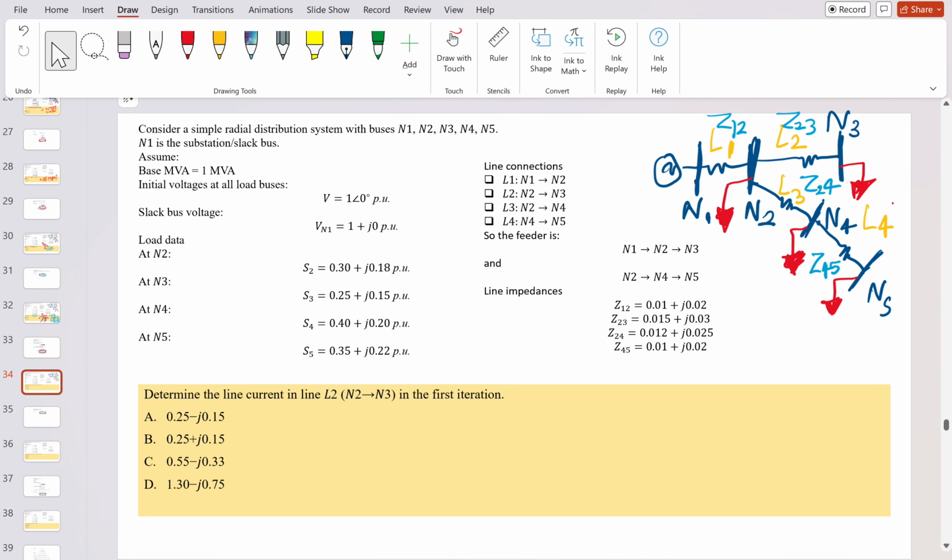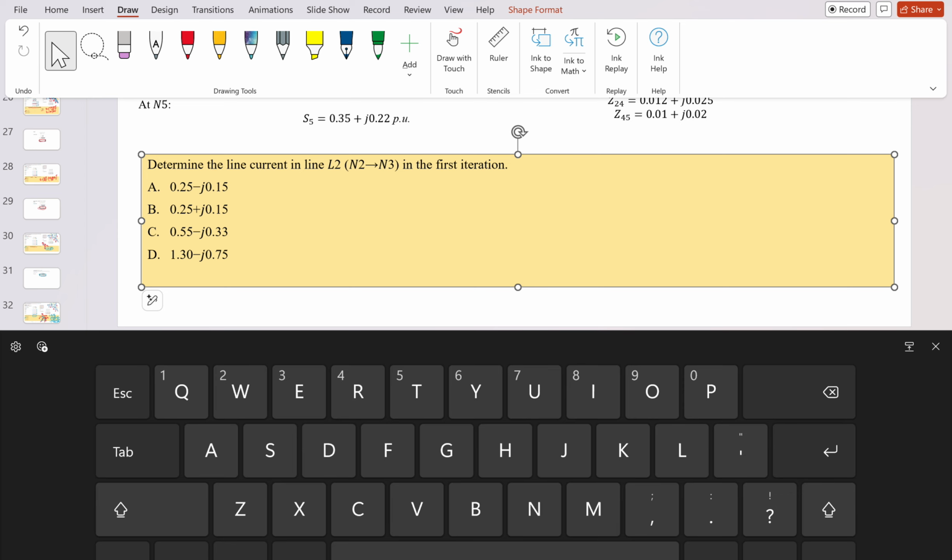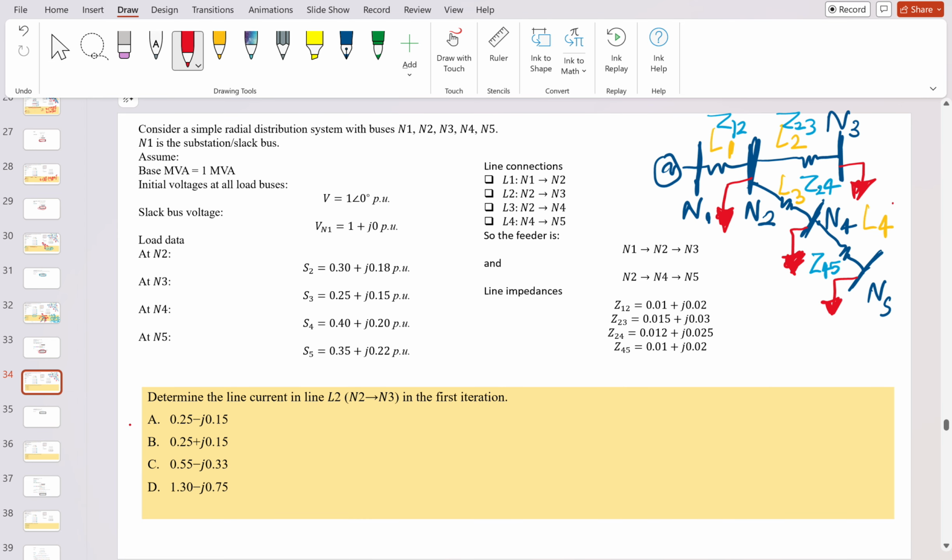You have to find out what is the line current L2, N2 to N3. Okay, option A. I got one answer at option A. Let's wait for others. Option A. Okay, two option A's. Let's wait for others also to solve. Just a few more seconds.